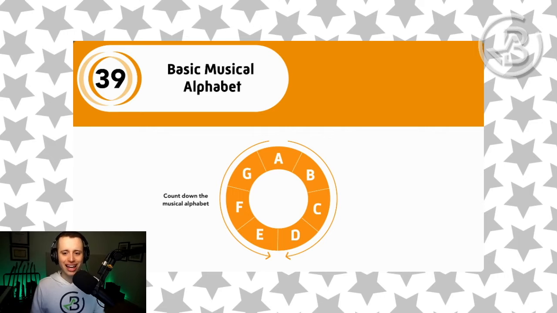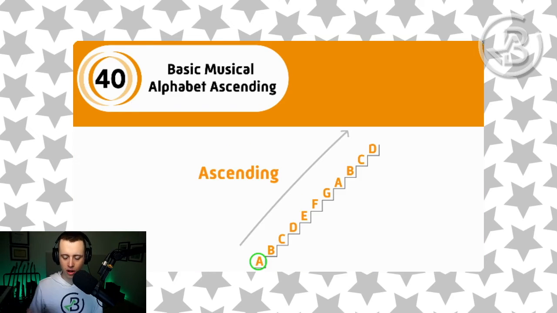Now, we're going to look at two more examples of the basic musical alphabet. This time, instead of imagining it as a circle, we're going to imagine it as a staircase going from low to high, and not necessarily starting on A, because remember, we can start the basic musical alphabet on any letter and go up. We can start on any letter and go down. This is example 40. So low, going up.